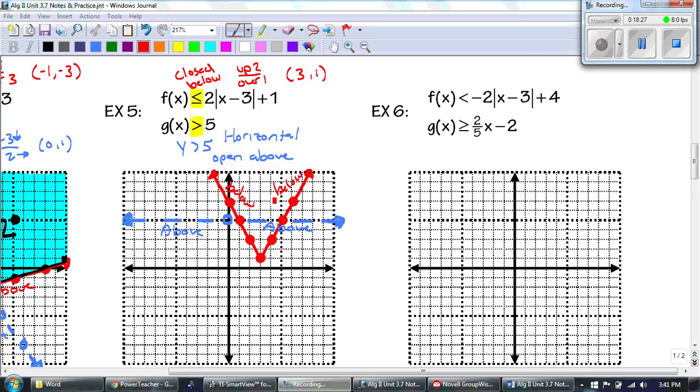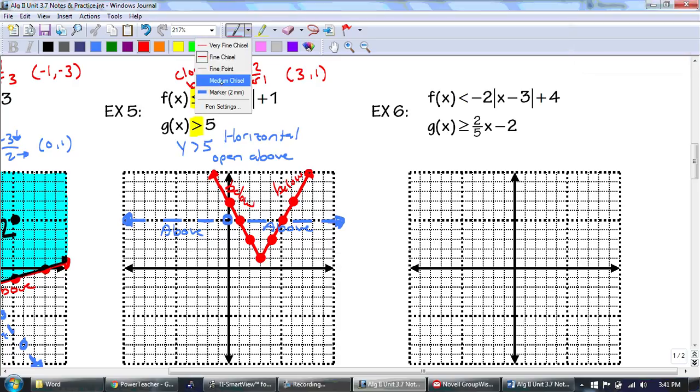Okay, so there is my absolute value inequality. It was closed. I have to shade below. I had to go up 2 over 1, and I started at (3, 1). My bottom one, the g of x, was a horizontal inequality, and it was open and above. This is the first time we've seen this where, as I'm looking at these sections, I have 6. It's kind of crazy, isn't it?